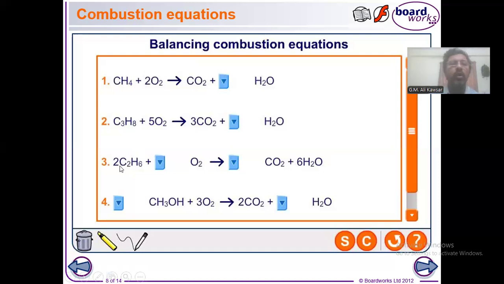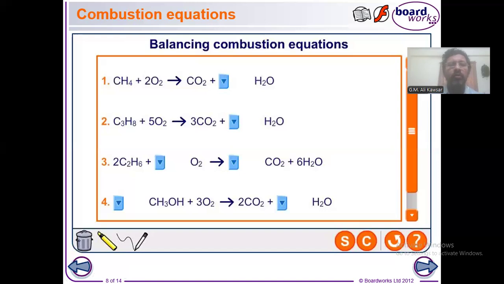No, sorry. Here you have to put 4 before carbon dioxide. As a result, the number of oxygen is 8 and the number of oxygen is 6. So 8 plus 6 is 14. So to adjust the number of oxygen, you have to put 7 before oxygen. I hope you understood. Now let's see the last one.